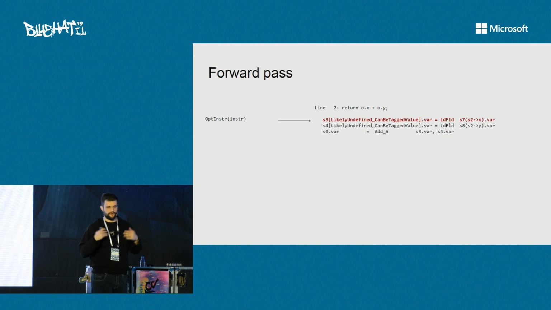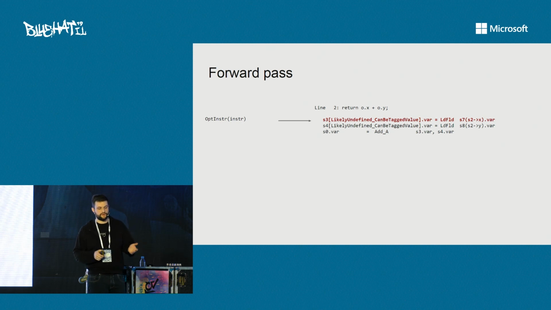As I said, the forward pass will go over each instruction. Each instruction will go through a function called opt instruction. And opt instruction will call a whole bunch of functions, like 30 to 40, if I recall correctly, passing that instruction.